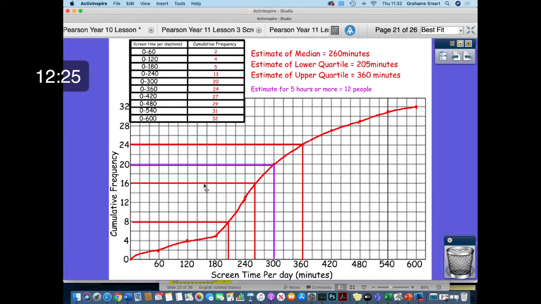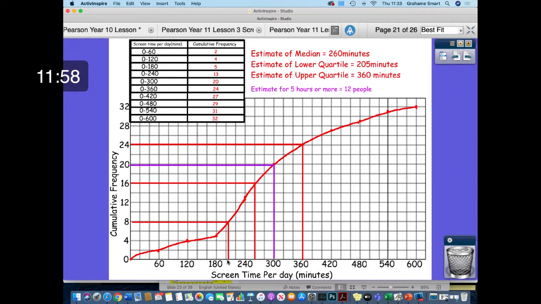And you can see here the median, half of 32 is 16, so in some ways this one's actually easier to do than the previous one. You draw your horizontal line, then you go down vertically and you get your estimate, which is 260 minutes. You go along at 8, because 32 divided by 4 is 8, and then go down for your lower quartile, and that gives you an estimate of 205 minutes is what I've said.